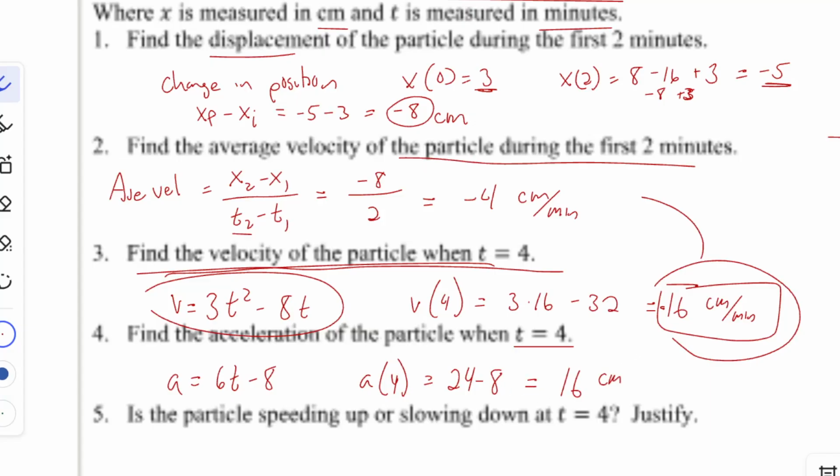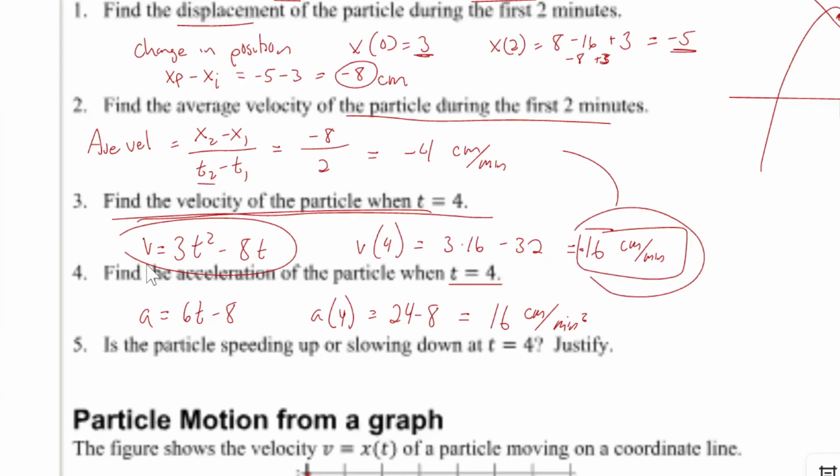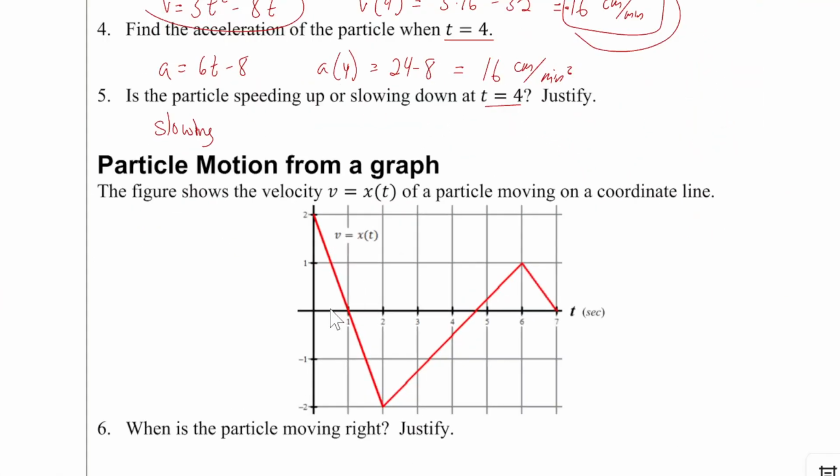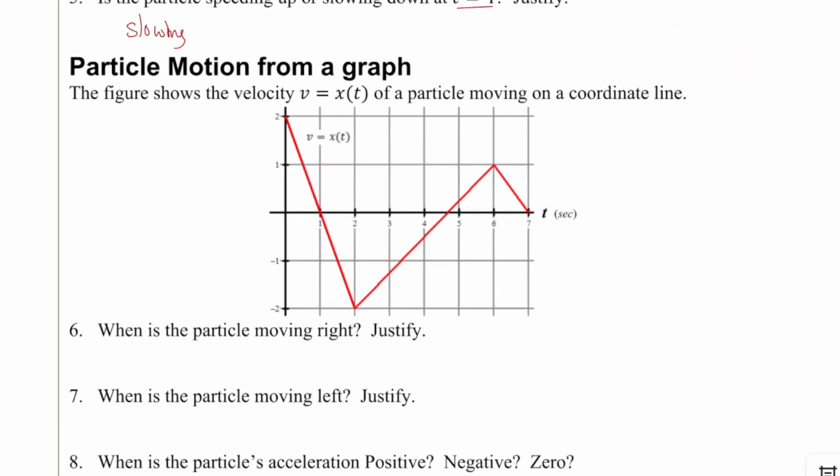This one's centimeters per minute squared. Acceleration is distance per time squared. Is this particle speeding up or slowing down? So it looks like they're opposite signs, so slowing down. Shows the loss. Moving right.